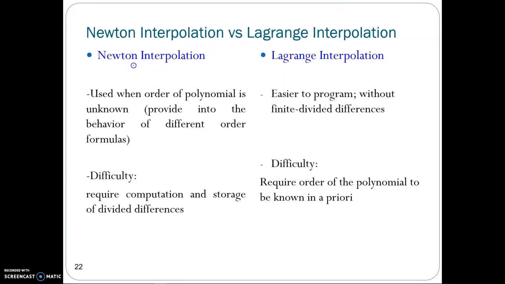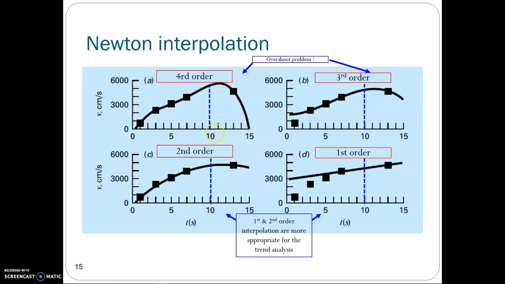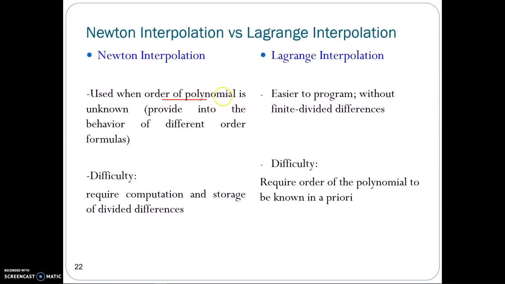This is the comparison between the Newton interpolation and the Lagrange interpolation. Most of the time, we use the Newton interpolation when the order of the polynomial is unknown. In the previous example here, we want to know the velocity at the point t equal to 10. In this case, we are not sure which order is suitable for the analysis. Therefore, we apply the Newton interpolation and check the behavior of the result for the different order methods that you apply here. By doing this, we can eliminate the orders that are not suitable and choose the order that is suitable for our further analysis. Once you identify the order of polynomial that is suitable, then you can proceed to the Lagrange interpolation that is more efficient because it does not need to perform the finite divided difference.